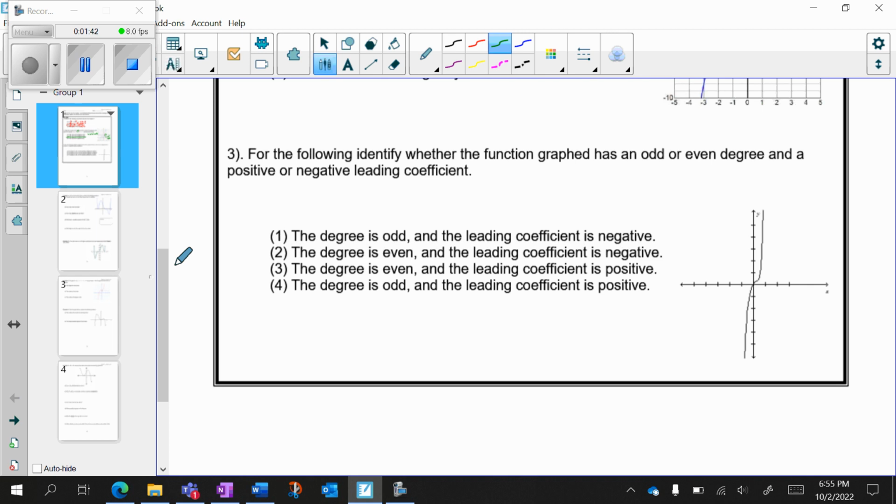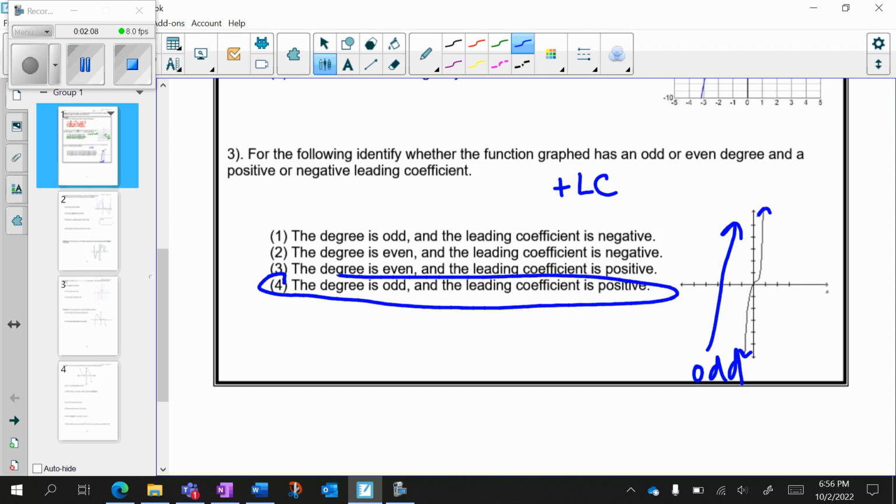Number 3, for the following, identify whether the function graphed has an odd or even degree and a positive or negative leading coefficient. Well, if we look at this, we notice that it's increasing, so we know it has a positive leading coefficient. And then the arrows are pointing in different directions, which makes it odd. So it's odd, and the leading coefficient is positive, choice 4.